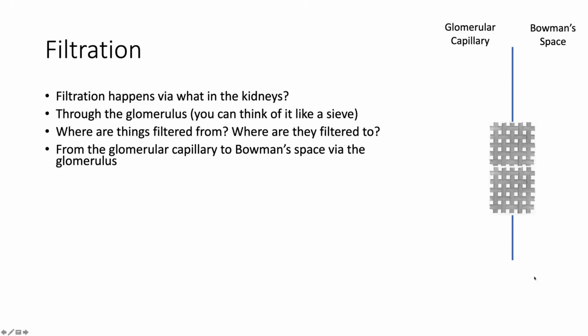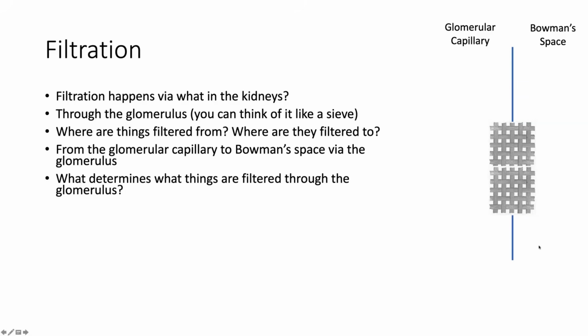So basically, you can think of it as a sieve, right? A little mesh, which is your glomerular basement membrane. Before it, you've got the glomerular capillary, and after it, you've got Bowman space. Pretty much it. Paul, can you tell us what determines what things are filtered through the glomerulus?